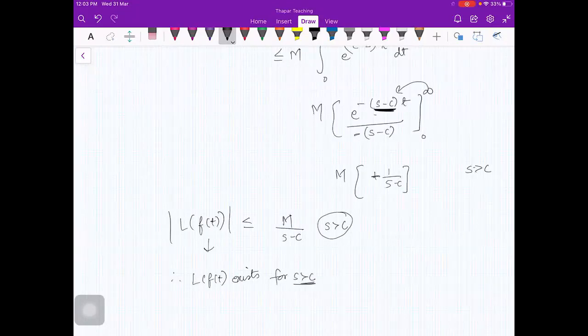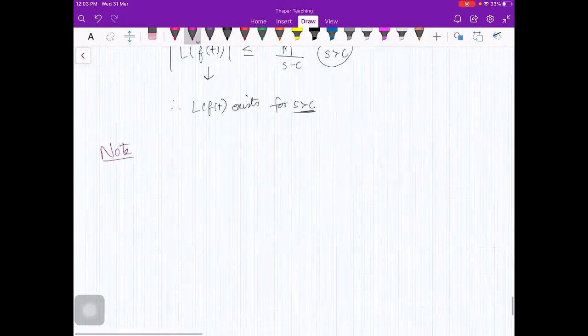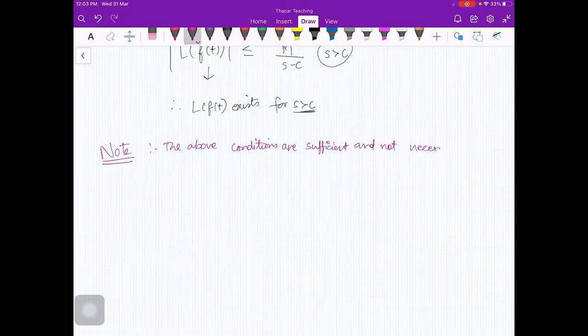What are the conditions on f so that the Laplace transform exists? It should be piecewise continuous and it should be of exponential order for t greater than or equal to 0. And there is one note that these are only the sufficient conditions, not the necessary ones. The above conditions are sufficient and not necessary. This means that if these conditions are satisfied, then the Laplace transform will exist. But if these conditions are not satisfied, then also the Laplace transform can exist.